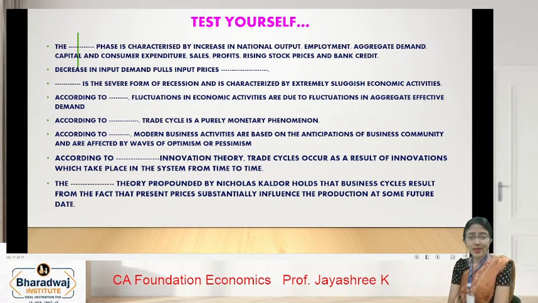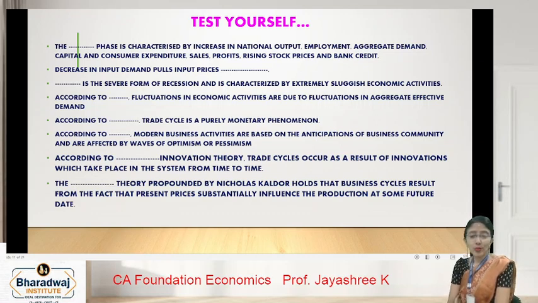The dash phase is characterized by increase in national output, employment, aggregate demand, capital and consumer expenditure, sales, profits, rising stock prices, and bank credit. Second, decrease in input demand pulls input prices dash. Dash is a severe form of recession and is characterized by extremely sluggish economic activities. According to dash, fluctuations in economic activities are due to fluctuations in aggregate effective demand. According to dash, trade cycle is a purely monetary phenomenon.